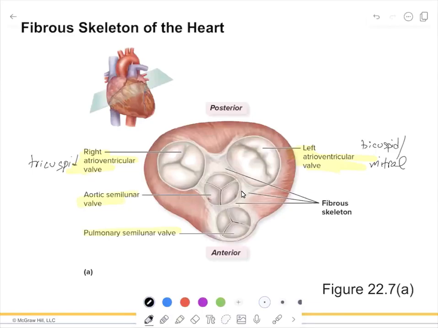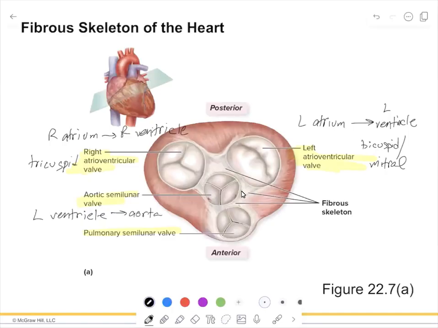So in the case of the right atrioventricular valve, blood is going from the right atrium to the right ventricle. In the case of the left atrioventricular valve, blood is going from the left atrium to the left ventricle. In the case of the aortic semilunar valve, blood is going from the left ventricle, specifically oxygenated blood, to the aorta. In the case of the pulmonary semilunar valve, deoxygenated blood is going from the right ventricle to the pulmonary trunk.